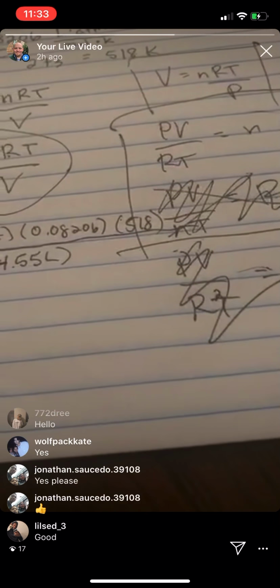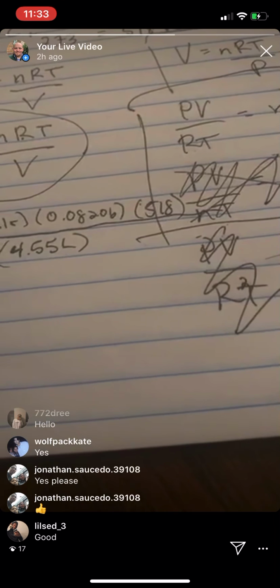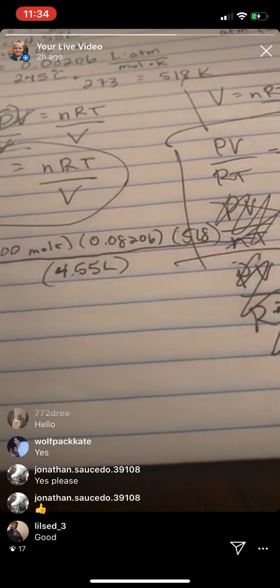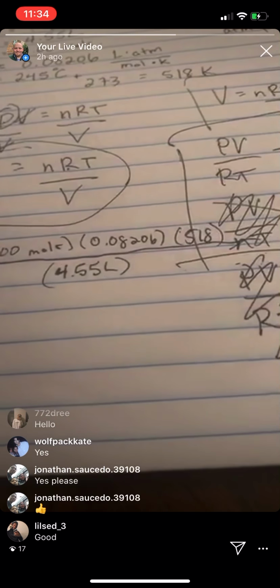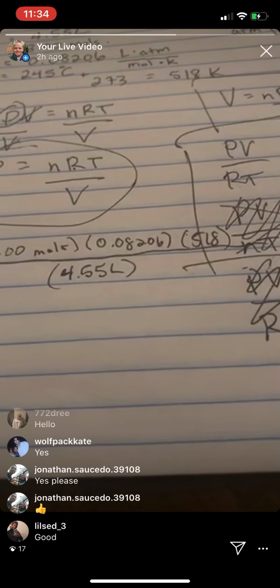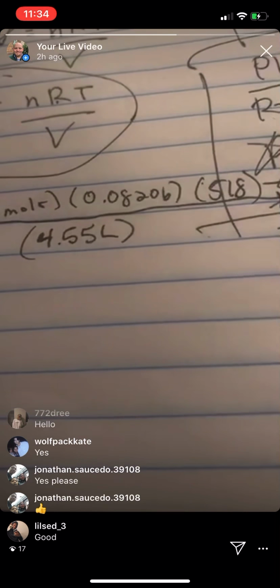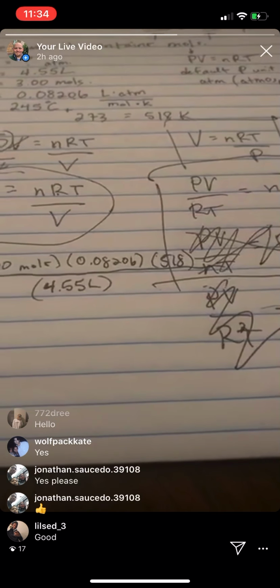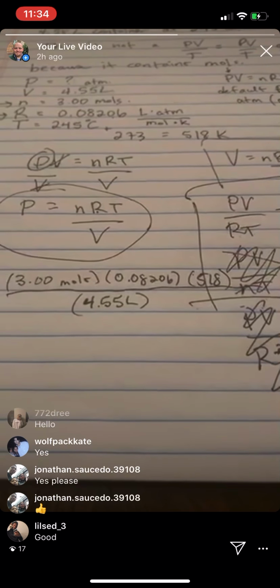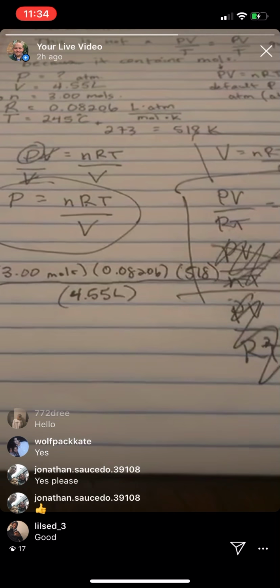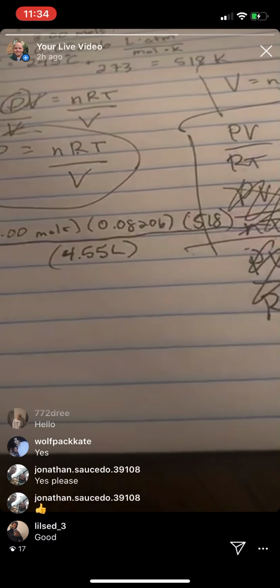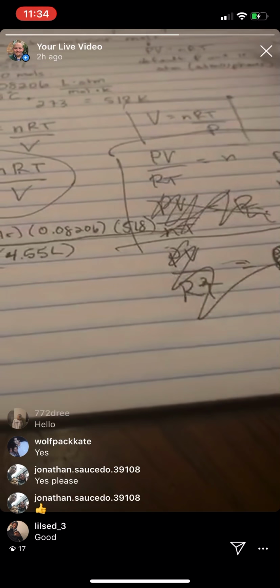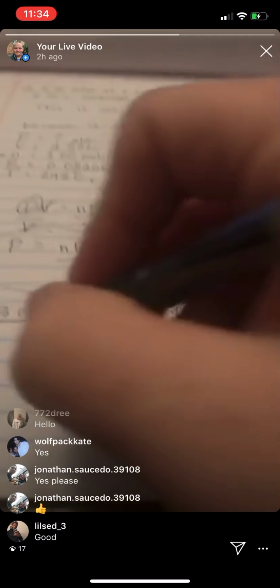And let's see, 3 times 0.08206 times 518 divided by 4.55. Comes out to 28.0266461538, or 3 sig figs would be 28.0.